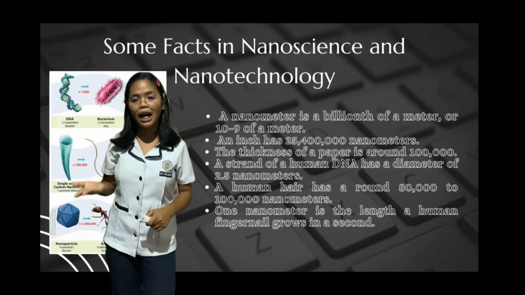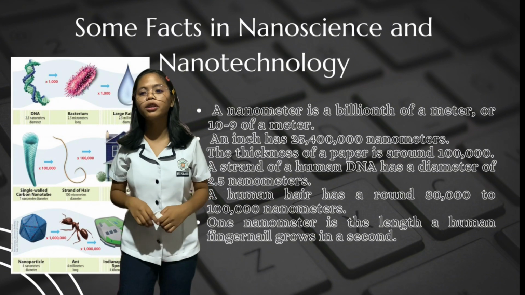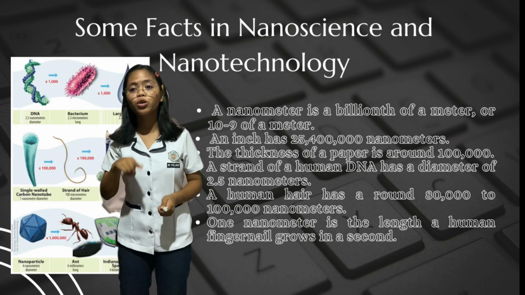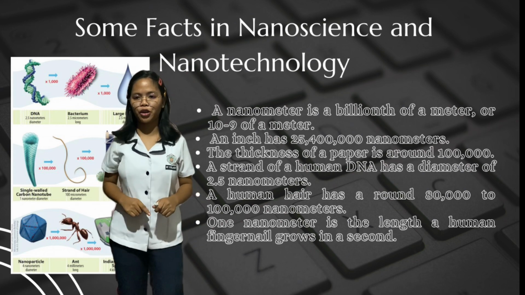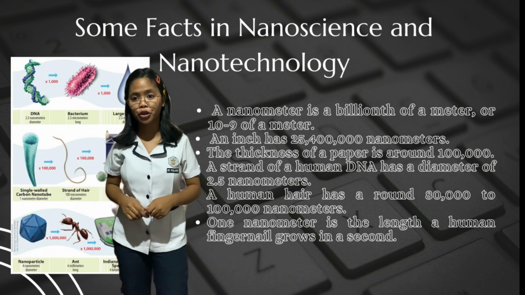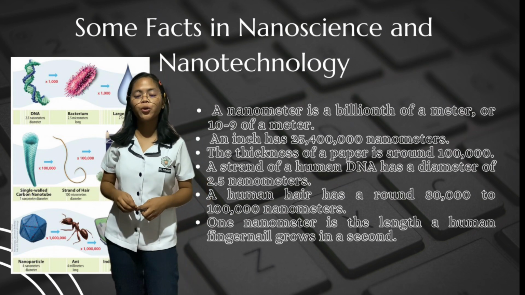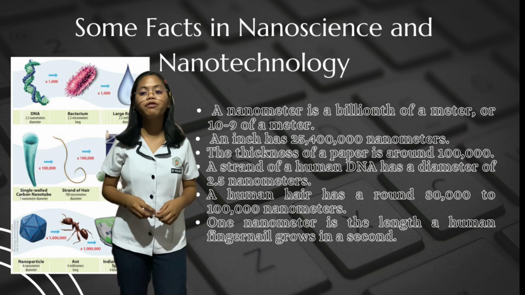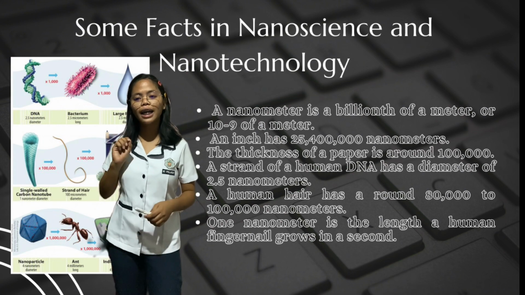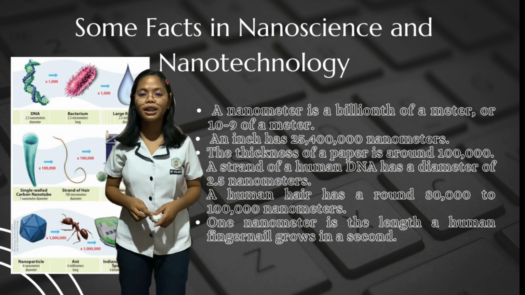Moreover, these are some facts in nanoscience and nanotechnology. First, a nanometer is a billionth of a meter or 10 to the power of negative 9 of a meter. That 10 to the power of negative 9 is a billionth of a meter. Next, an inch has 25,400,000 nanometers. The thickness of a paper is around 100,000. A strand of a human DNA has a diameter of 2.5 nanometers. A human hair has around 80,000 to 100 nanometers. And lastly, 1 nanometer is the length a human fingernail grows in a second.